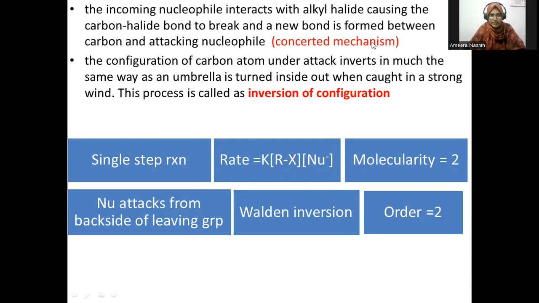It's a concerted mechanism. The configuration of the carbon atom under attack inverts, in much the same way as an umbrella is turned inside out when caught in a strong wind. This process is called inversion of configuration.